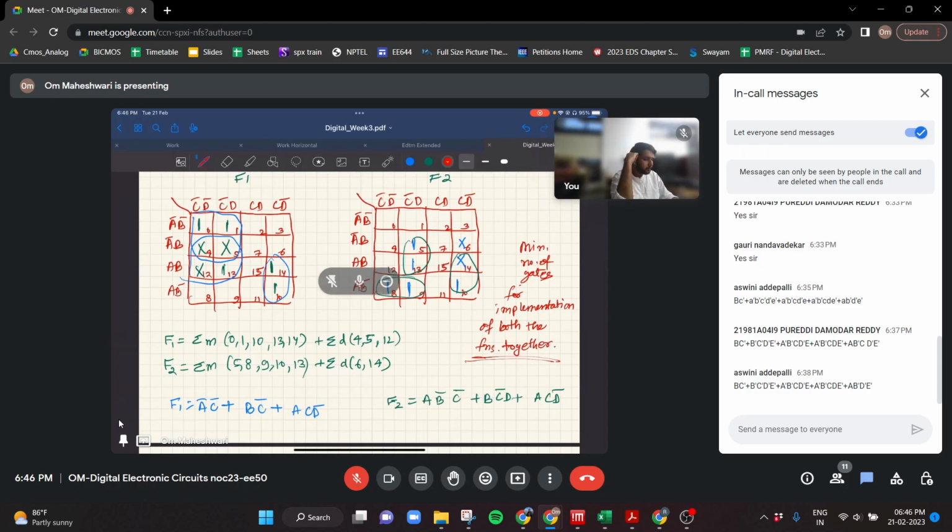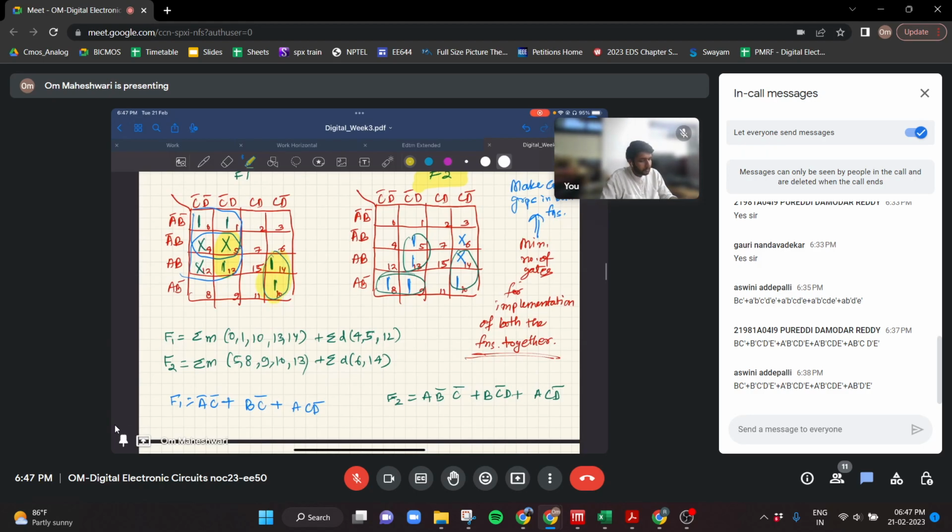To achieve this, we will look at the literals and try to make common groups in both functions. There is no possibility of any other group in F2, right? But in F1, we can make common groups, like this group can be made common and this group can be made common. The third group we can make is this only. So let's try to make it like this.